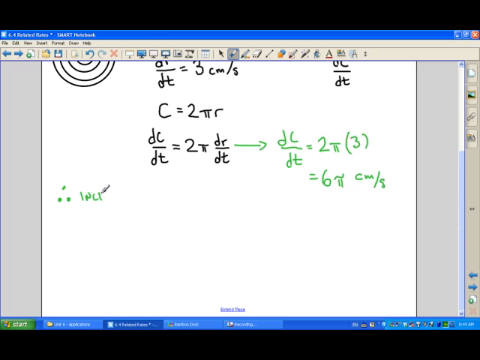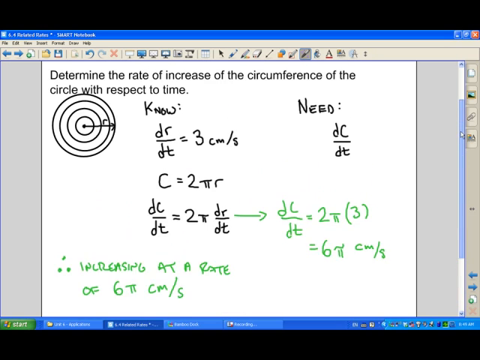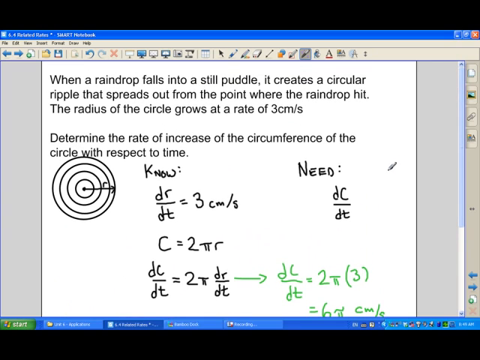Circumference is increasing at a rate of 6 pi centimeters per second. And as we work through these problems, try your best to keep your answers exact. So this is probably the easiest example of a related rate problem. Let's go on to something a little bit more challenging.